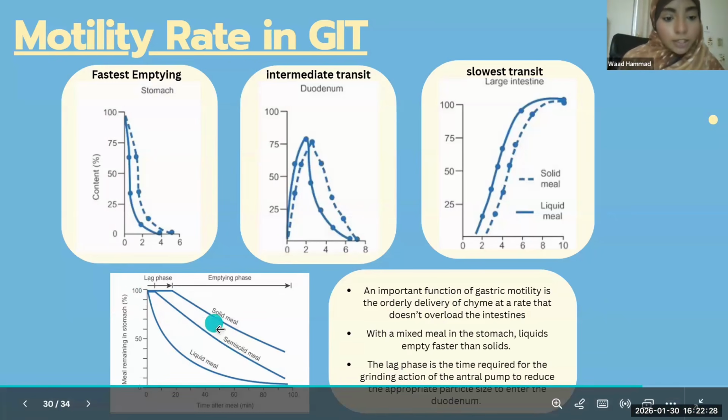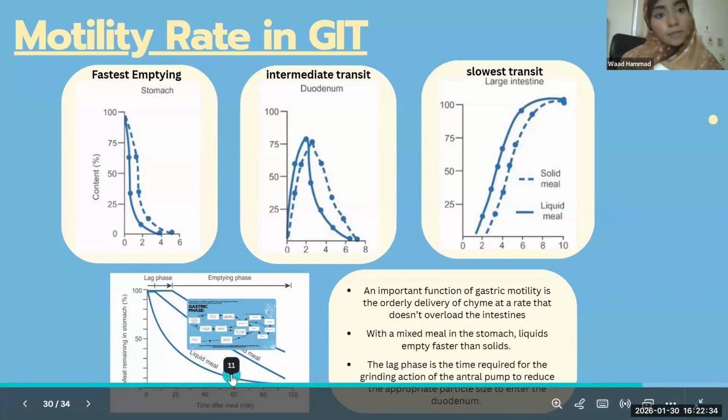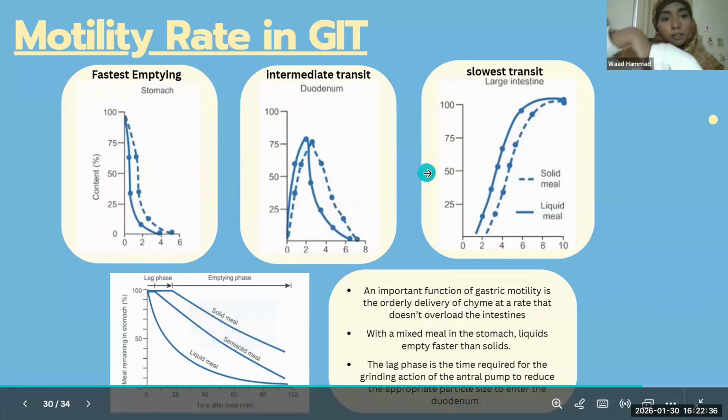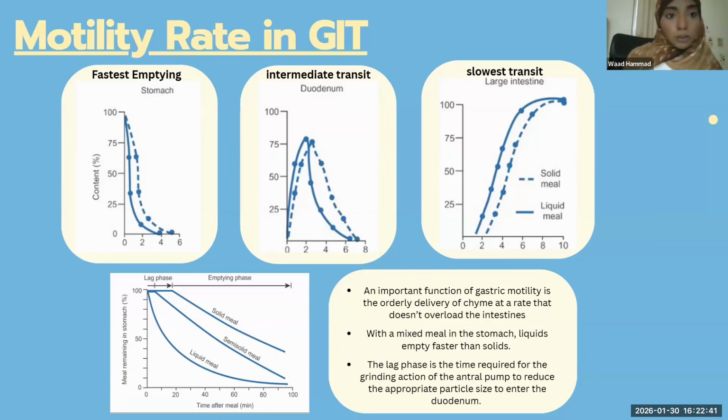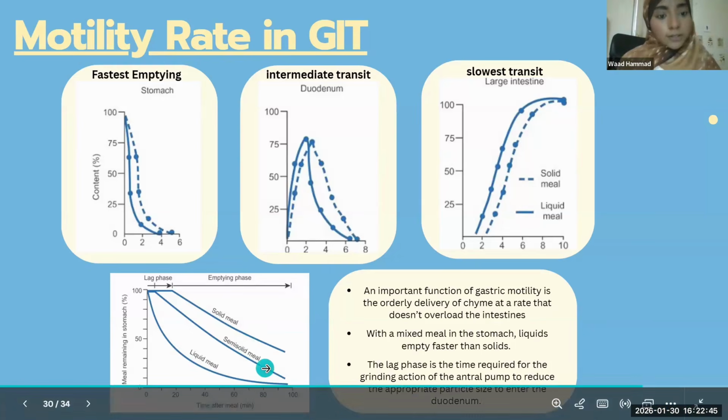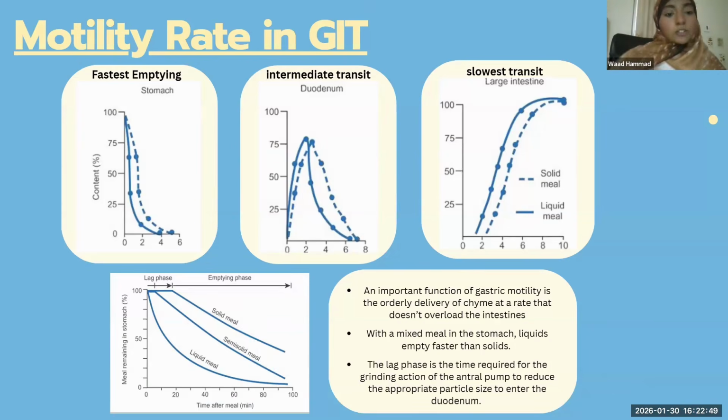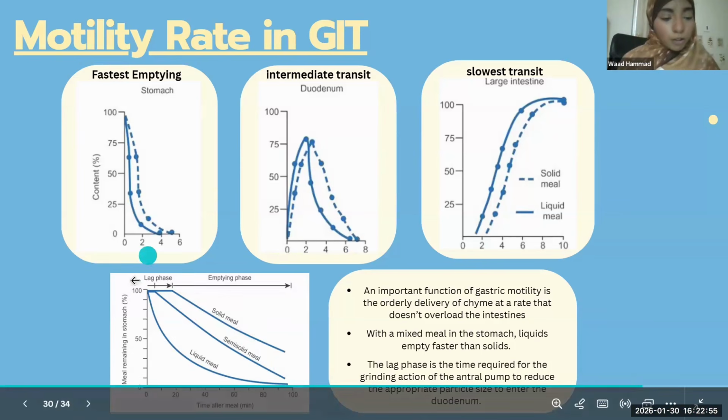Here we have the liquid phase, the semi-solid meal, and the solid meal. Here we have a lag phase. The liquid meal does not have a lag phase. Why? Because it's not stopped by the pylorus. It can easily slip between the cracks and reach the duodenum very easily. Whereas a semi-solid meal and a solid meal would be prohibited by the pylorus from entering. So that's why semi-solid and solid meals stay in the stomach for longer, and they have what you call a lag phase, whereas liquid meals go directly.